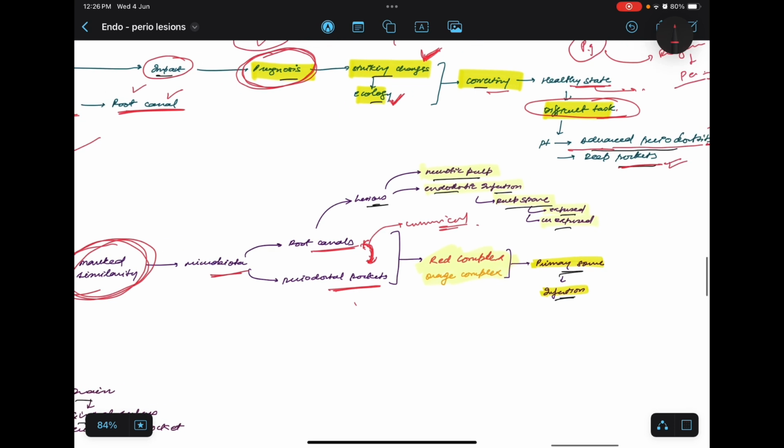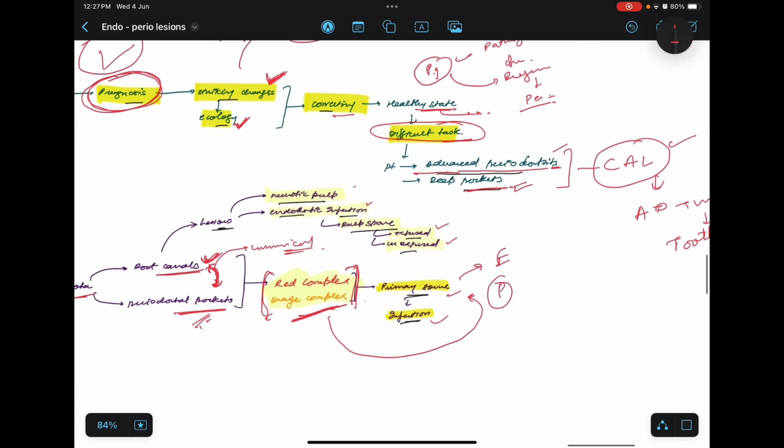So what happens? For example, if there is a lesion in the root canal, that is a necrotic pulp or endodontic infection, the pulp space is exposed, or it could be unexposed also. In either case, these will directly affect the periodontal pocket or the periodontium. In periodontium, you see red or orange complex bacteria, which is basically the primary source of infection. It was found that even in the root canals, whenever there was any infection or EPL, we saw red complex and orange complex bacteria. So it turns out that these are the primary source of infection regardless of whether it is an endodontic or periodontal lesion.